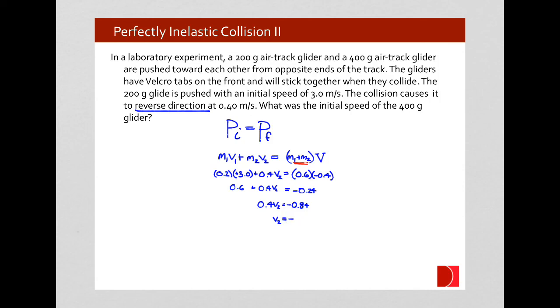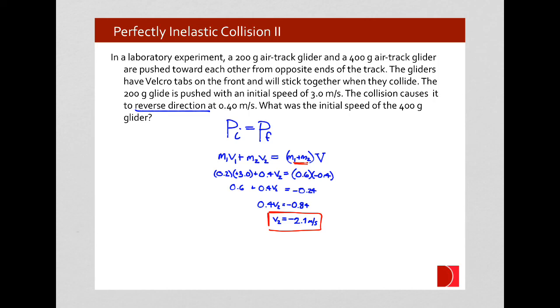When we solve for V2, we find negative 2.1 meters per second. And this is what we expect. It's a negative amount, so the second glider had to be moving to the left, which makes sense. It had to be moving to the left so that it could drive the whole system to the left.